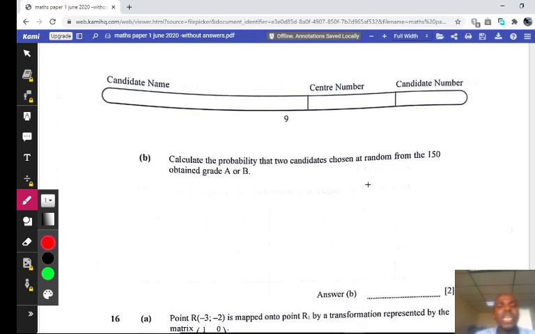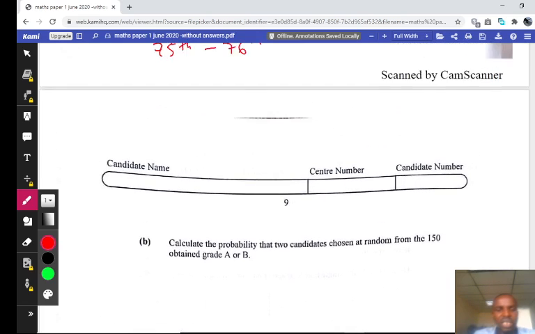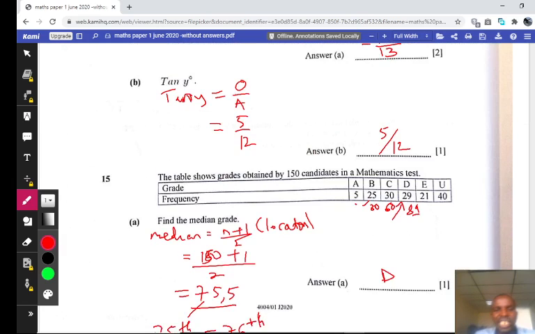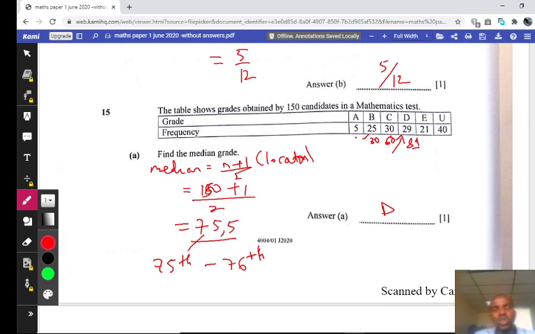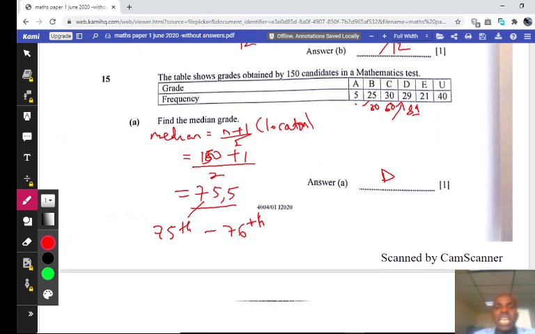Right. B. Calculate the probability that two candidates chosen at random from the 150 obtained grade A or B. Let's find out the candidates who obtained grade A or B. So the first can either obtain grade A and the second B, or the first can have a grade B and the second will have a grade A. Right, as you can see, the total number of students who scored grade A, there are 5. Then B, there are 25.